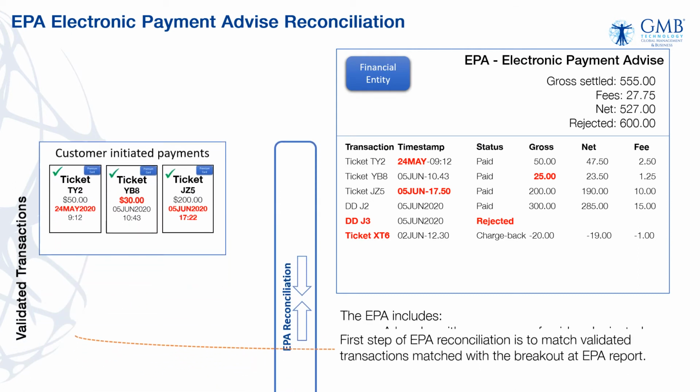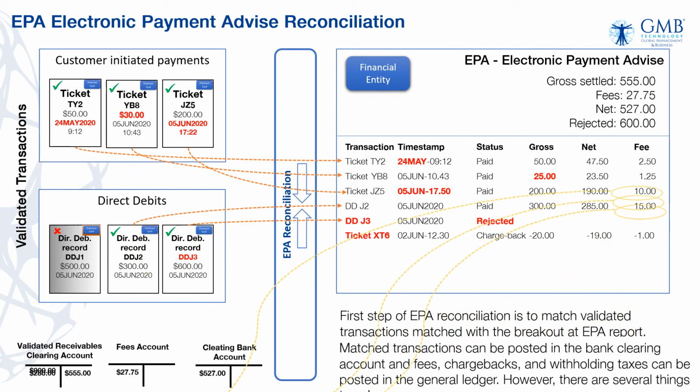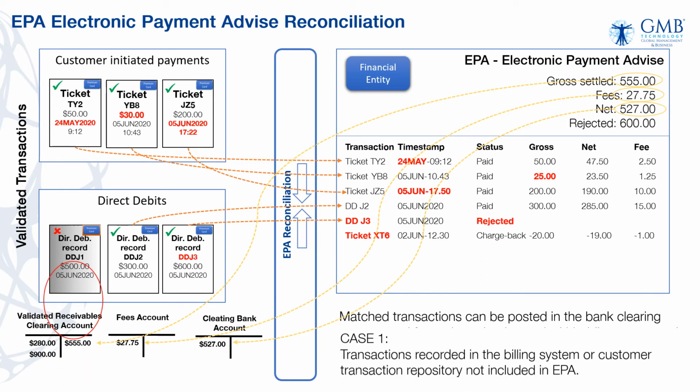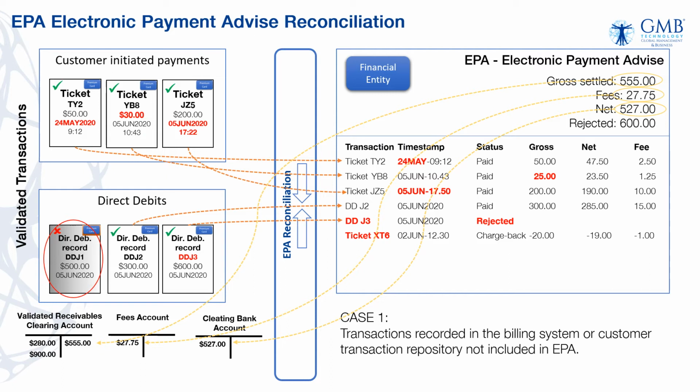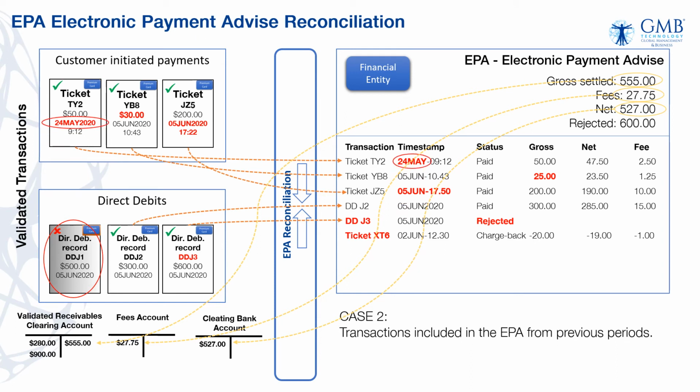First step of EPA reconciliation is to match previously validated transactions with a breakout at EPA report. Matched transactions can be posted in the bank clearing account and fees, chargebacks, and withholding taxes can be posted in the general ledger. However, there are several things to solve. Case 1. Transactions recorded in the billing system or customer transaction repository not included in EPA. Case 2. Transactions included in the EPA from previous periods.